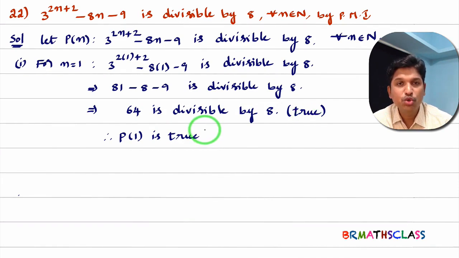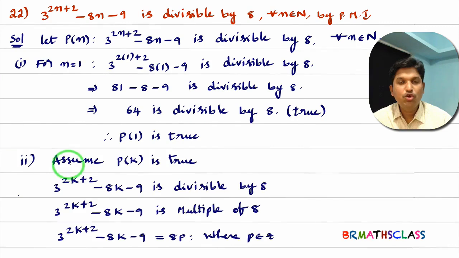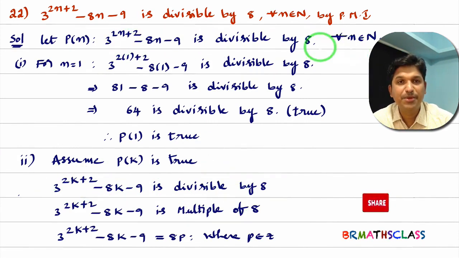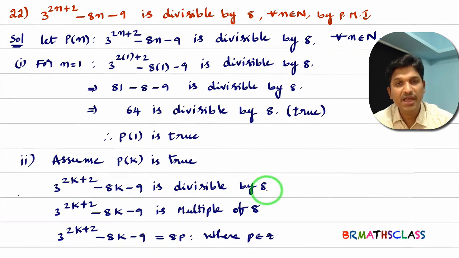Second part, you assume P(k) is true and you need to prove P(k+1) is true. First, I'll assume P(k) is true and I'll write what is P(k). You observe here, I assumed P(k) is true and I wrote P(k). How will you get P(k)? In this statement P(n), wherever n is there you write k. This is P(k). What is this statement? This expression is divisible by 8.